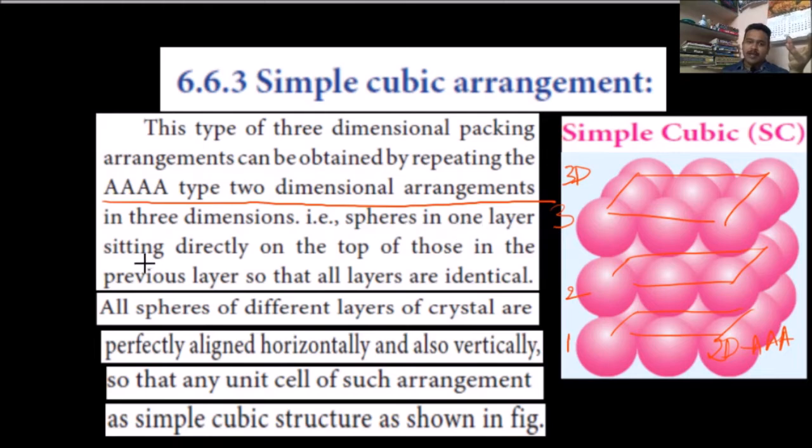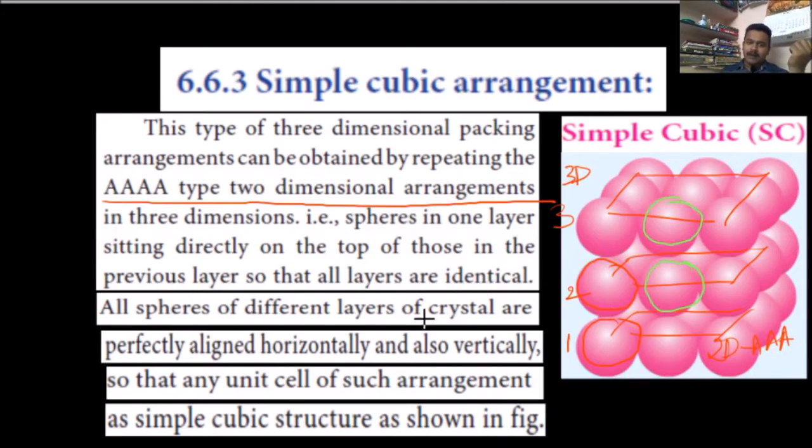Spheres in one layer are sitting directly on top of those in the previous layer. In the new layer, exactly it is sitting. This atom is sitting exactly on this atom. Again, what can I say? This atom is exactly sitting on this one in the layer. So this type of arrangement is called a simple cubic arrangement.